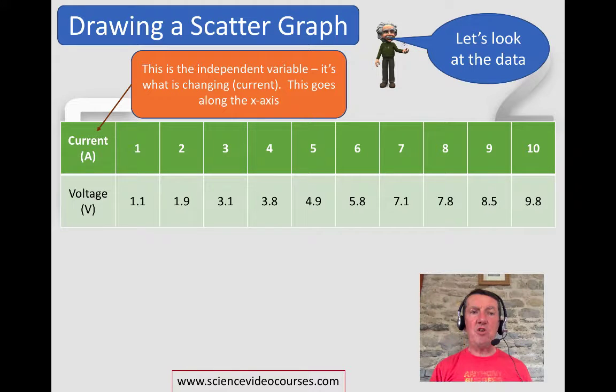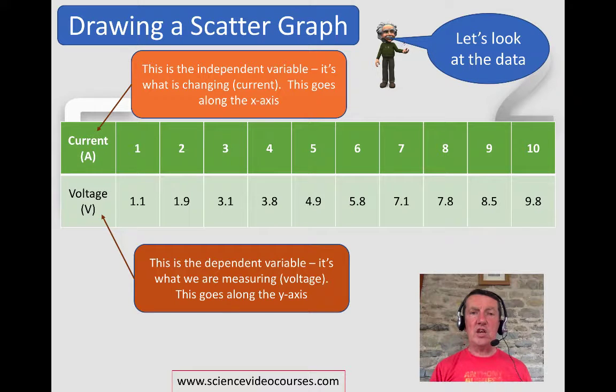Now, because we are changing the current, that's what we are in control of, we call that the independent variable. It's what is changing, and it always goes along the x-axis. The voltage is what we're going to measure using a voltmeter, and because it's what we measure we call it a dependent variable. It's what we're measuring, the voltage, and that goes along the y-axis.